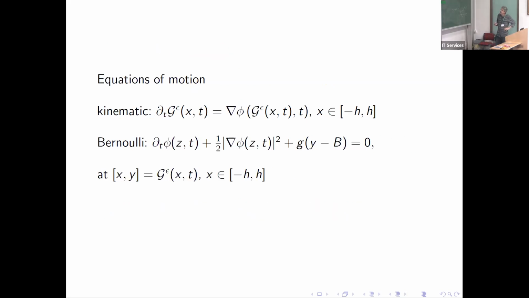Now, here are the equations of motion. First, a kinematic condition that the free surface is transported by the flow, and then Bernoulli's equation, which is Euler's equation for potential flow at the free surface. Now, one thing here is that the dynamical variables, especially this G, appear in the equations implicitly, and it's not clear that we can get anything out of this.